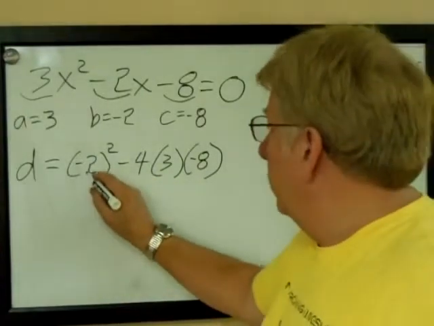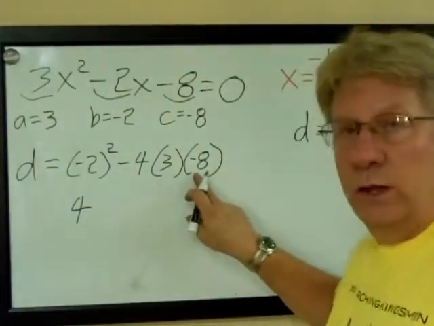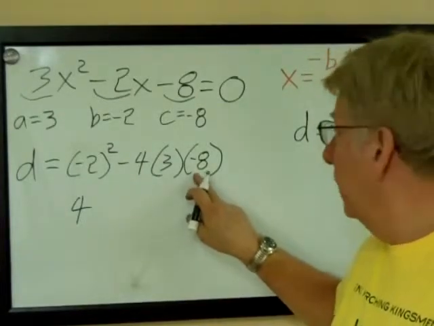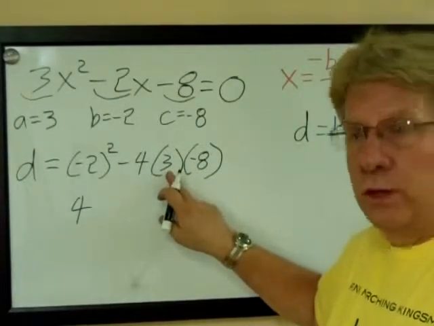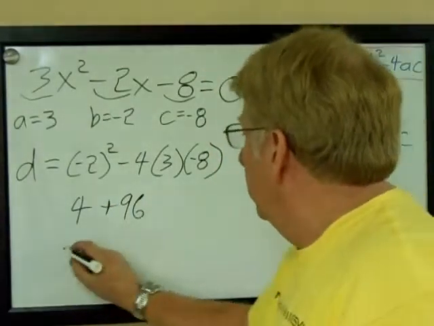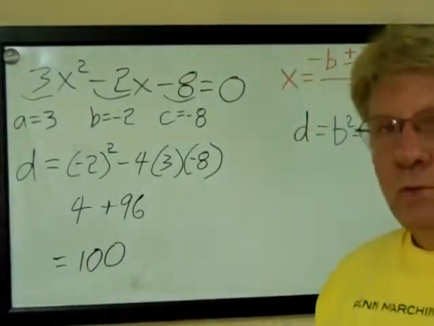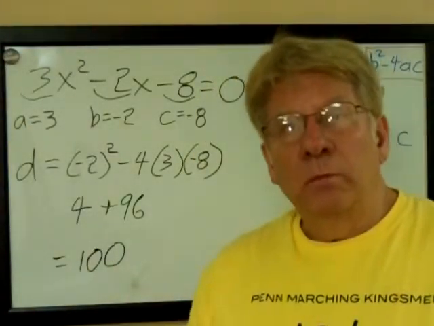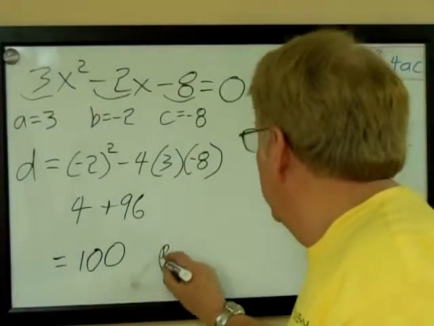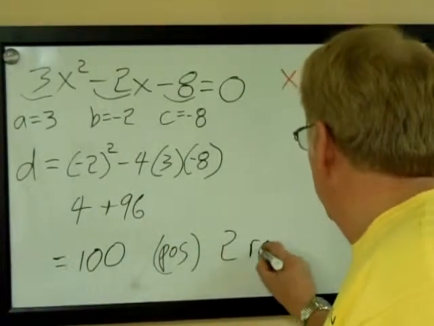Now we resolve that further. Minus 2 squared is 4. Minus 4 times minus 8 gives us a plus 32. Plus 32 times 3 gives us a plus 96. So the discriminant is a positive number, 100. And if we have a positive number, then we have, I'll just write positive here, we have two real solutions.